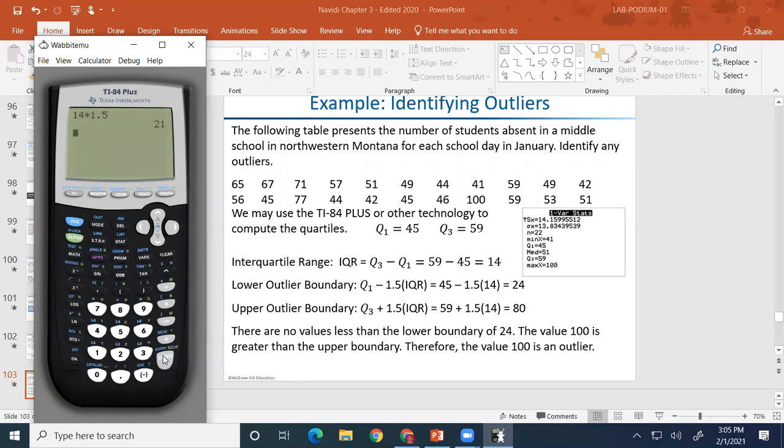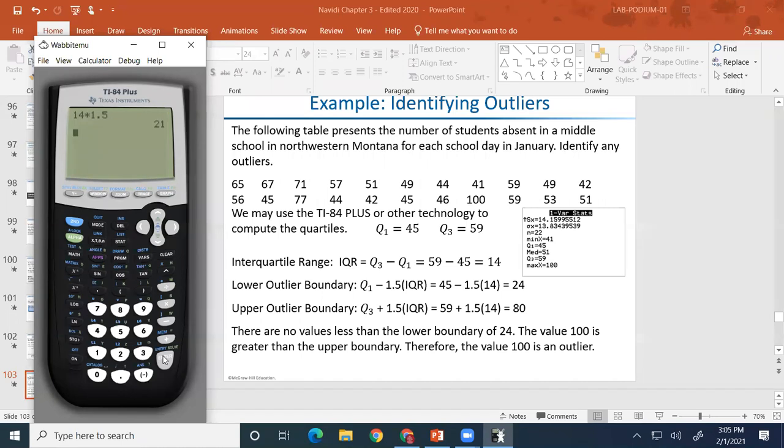All right, now these are what are called lower and upper outlier boundaries, and that's where we're going to look and see if there are any issues with this data. Are these outliers? Well, yes, there's a value of 100 in there, and that doesn't mean it's necessarily wrong, but we've got to look at it.